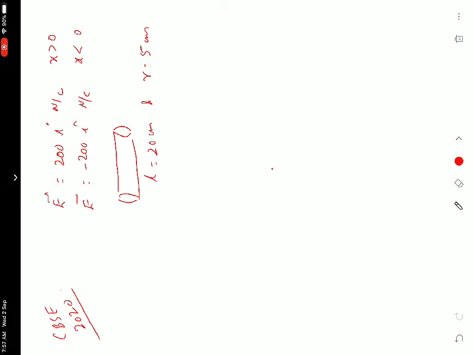So I repeat, you have a uniform electric field. Listen carefully. E vector is equal to 200 i for x greater than 0, that means positive x axis, and E equal to minus 200 i, along negative x-axis, for x less than 0. You have a right circular cylinder of length 20 centimeter and radius 5 centimeter, with its center at the origin and axis along the x-axis. As per the given information, we are going to make the diagram. All should make the diagram in the copy too.